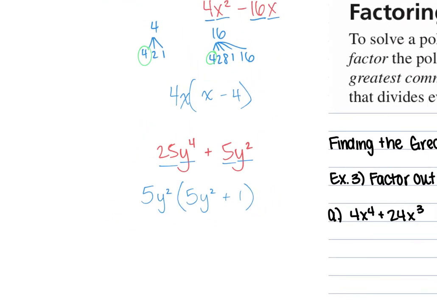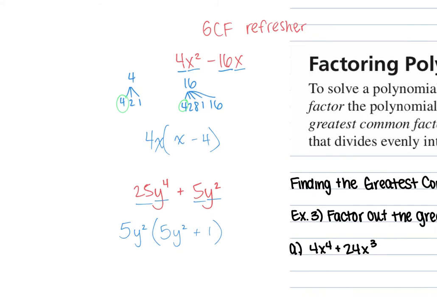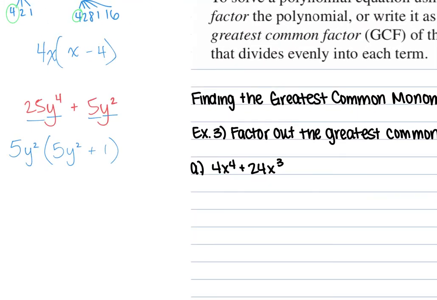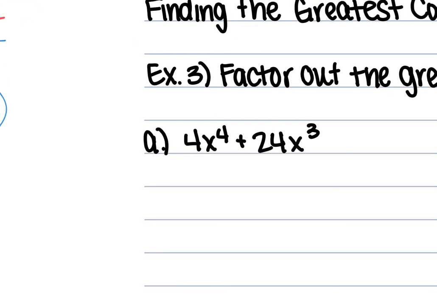If you are still confused after this refresher, you need to practice. Lots of practice, okay? All right, so let's do the first one. A, 4x to the fourth plus 24x to the third. Greatest common factor. We need to factor it out.